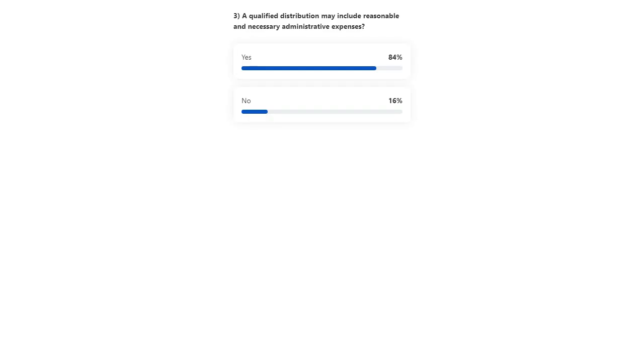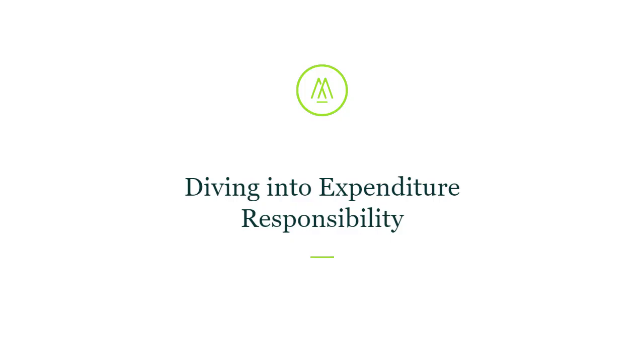Okay. So again, most of you got it right. Yes, a qualifying distribution may include reasonable and necessary administrative expenses, such as the ones we've talked about: salaries, accounting expenses, legal expenses, those sorts of things. So, okay, I'm going to turn it back over to Maggie, and she's going to close us out.